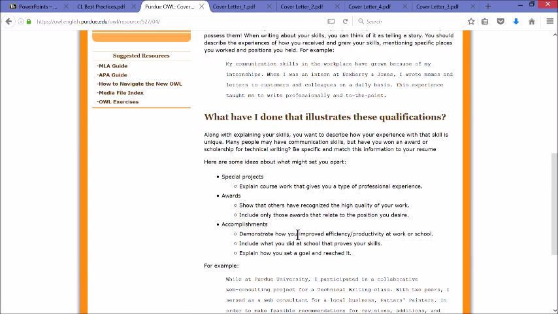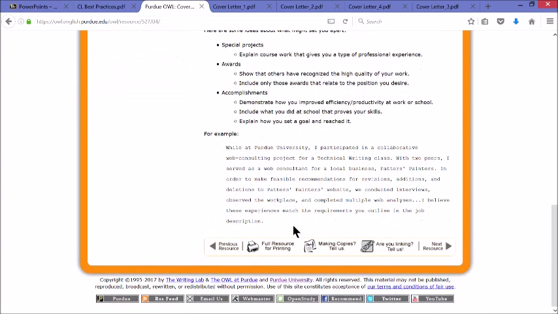It's that structure of stating, at this position, I did this. Here's a very specific example of me doing that, and then here's how it relates to the position for which I'm applying. Here's another example from the OWL. While at Purdue University, I participated in a collaborative web consulting project for a technical writing class. With two peers, I served as a web consultant for a local business, Patter's Painters. In order to make feasible recommendations for revisions, additions, and deletions to Patter's Painters' website, we conducted interviews, observed the workplace, and completed web analyses. I believe these experiences match the requirements you outline in the job description.